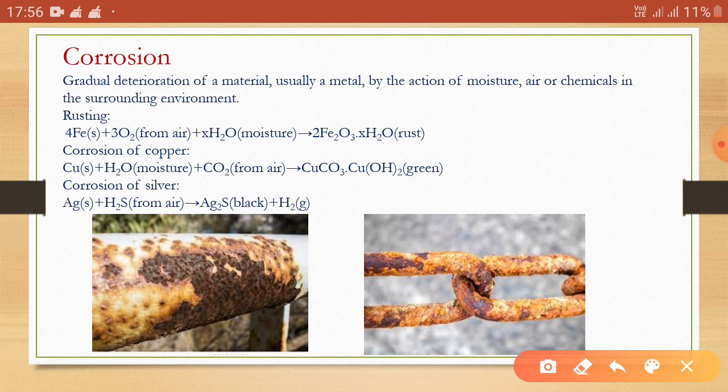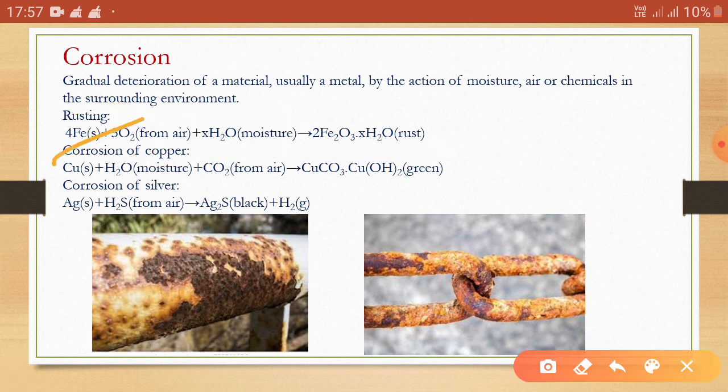If we keep iron in the free air, it gets corroded gradually in the presence of oxygen and water vapor, that is moisture, H2O, and gives us Fe2O3·H2O. So it is the example of corrosion. Fe, the iron, reacts with oxygen in the presence of moisture and gives us Fe2O3·H2O. This is known as hydrated ferric oxide. That is known as rusting.